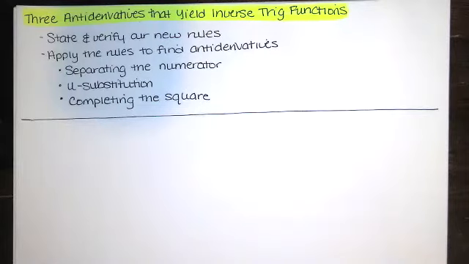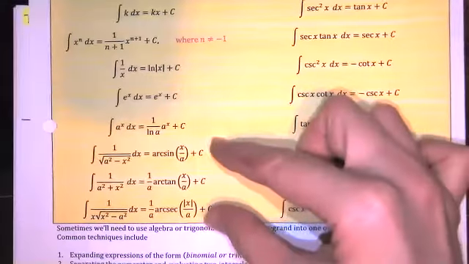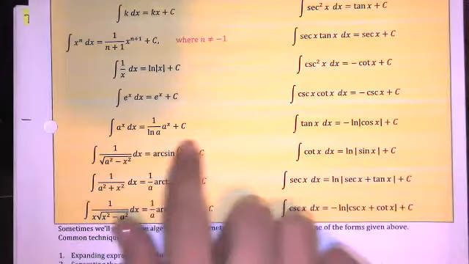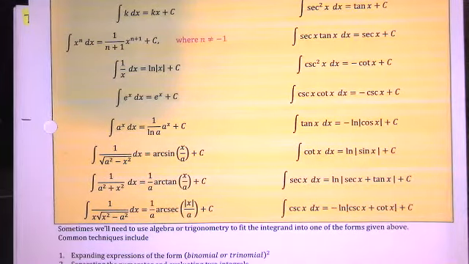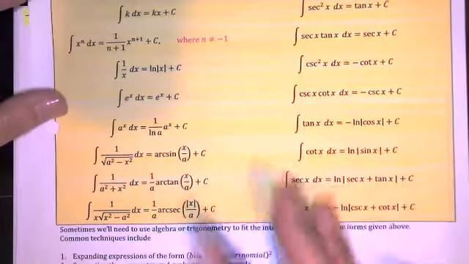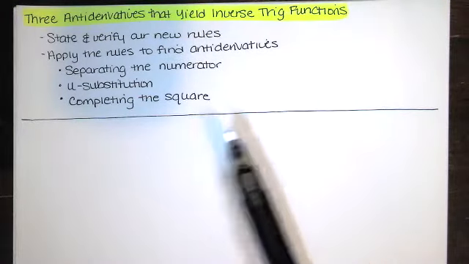This video is about three antiderivatives that yield inverse trigonometric functions. They're the last three rules on our sheet, the ones that we haven't gone over yet. So we're going to verify these using our derivatives of the arcsine, arctangent, and arcsecant functions, those derivative rules that we derived earlier this semester. And then we will actually apply those to solve some problems. We're going to find some antiderivatives.